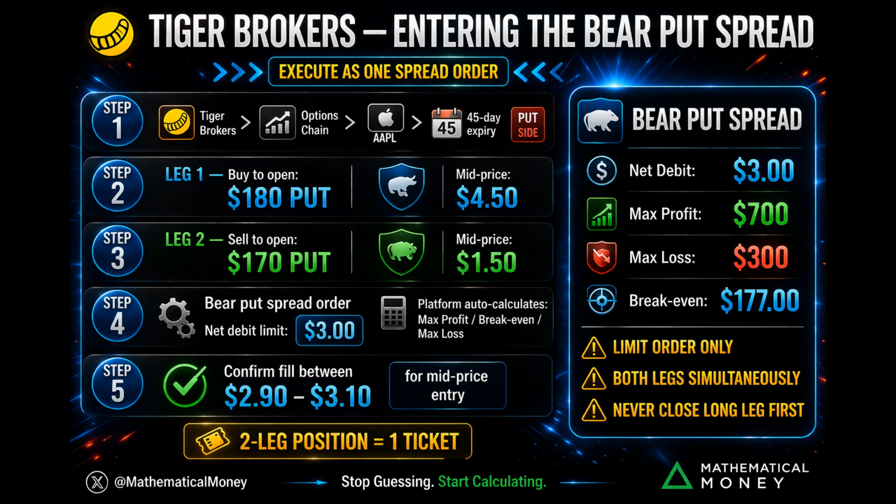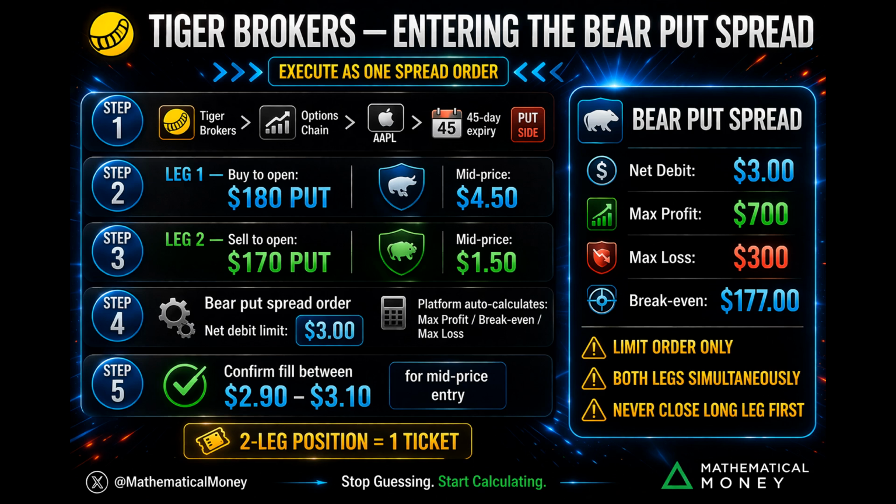On Tiger Brokers, navigate to the Apple options chain and select the 45-day expiry. Go to the put side of the chain. At the 180 strike, bid 430, ask 470, mid-price 450. This is leg 1, buy to open, 1 contract. At the 170 strike, bid 130, ask 170, mid-price 150. This is leg 2, sell to open, 1 contract.